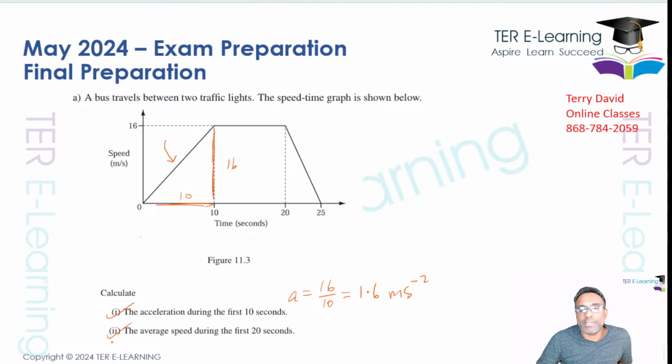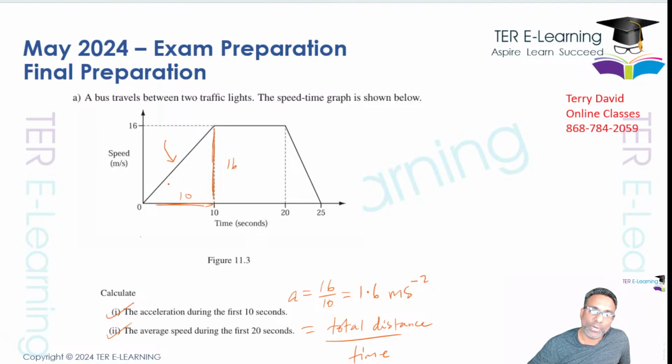The second part, the average speed for the first 20 seconds. Now, average speed is simply total distance over time, right? Now, this one is a little tricky here because they want up to the first 20 seconds. So what we need to do, we need to find the area of this triangle, find the area of this rectangle, and that will give us the total distance traveled, right? So this is a 2-part process.